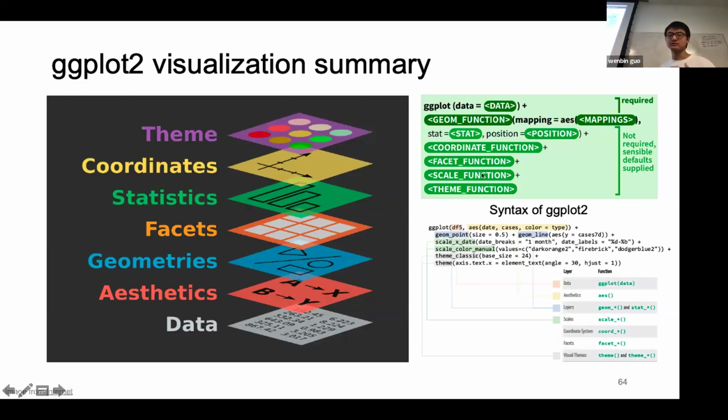So basically you input the data, the aesthetic mapping and geometry functionalities. Also, you follow with some coordinate functions, facet functions, theme functions, etc. The top panel is the general syntax, and the bottom panel is the specific example. You can see the whole syntax looks similar.